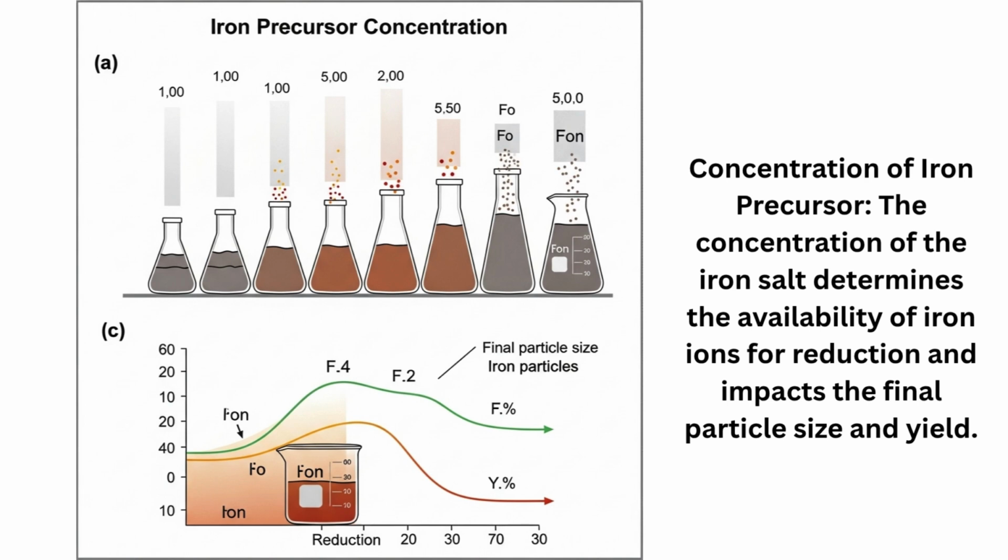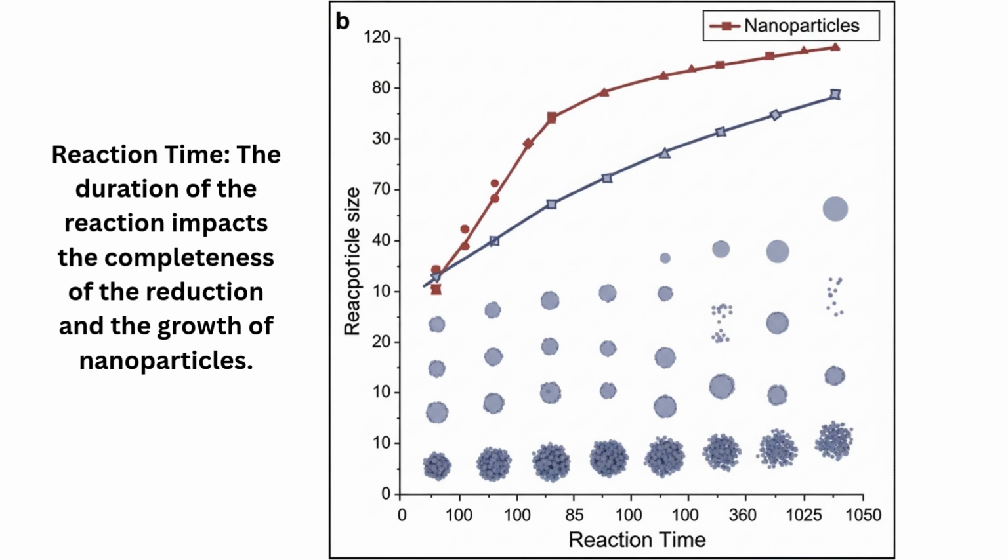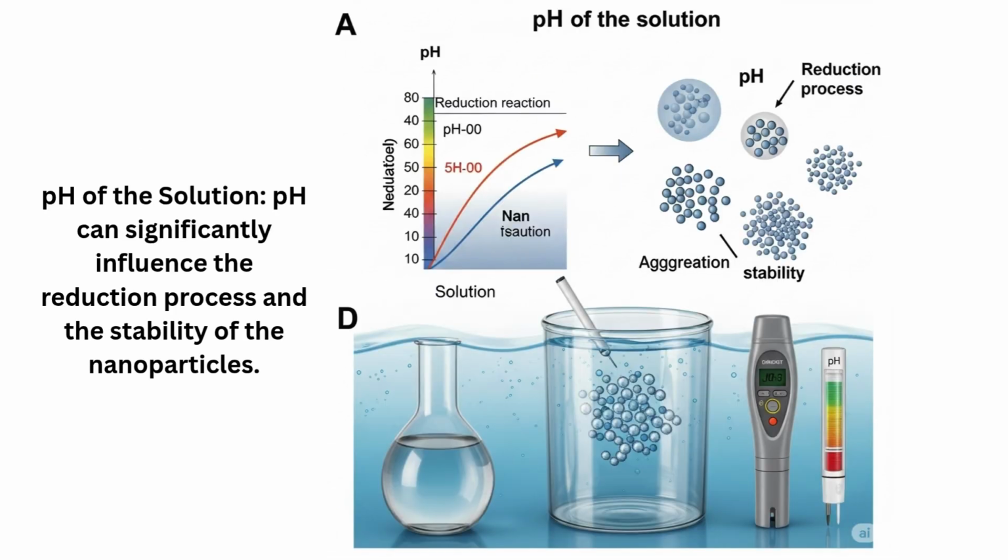Concentration of ion precursor: the concentration of the iron salt determines the availability of ions for reduction and impacts the final particle size and yield. Reaction temperature: temperature influences the reaction kinetics, affecting particle size and morphology. Reaction time: the duration of the reaction impacts the completeness of the reduction and the growth of nanoparticles. pH of the solution: pH can significantly influence the reduction process and the stability of the nanoparticles.